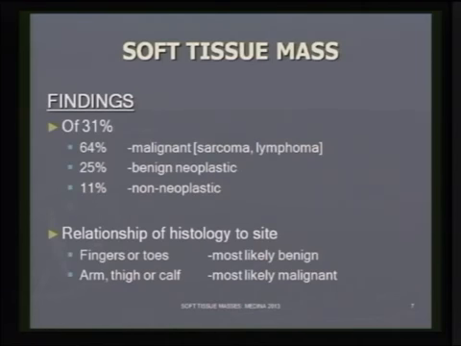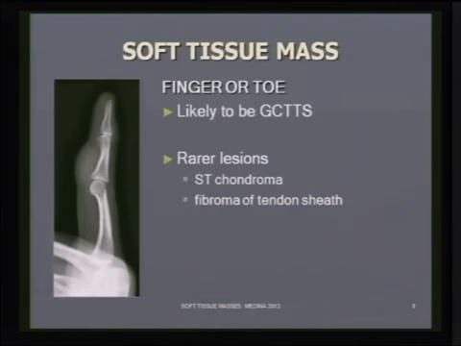Whereas if it's in one of the major limbs, the arm, the thigh, or the calf, the lesion is most likely to be malignant. So this is an example of a soft tissue mass on the volar aspect of the index finger, adjacent to the middle phalanx. And these are almost always lesions of giant cell tumour of tendon sheath.